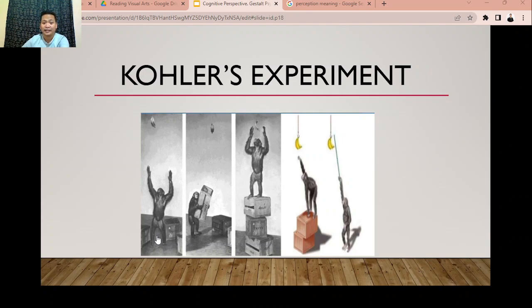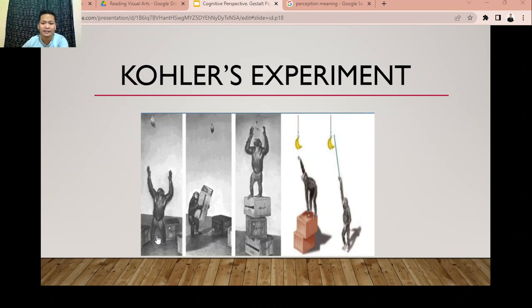Merong ape. Okay? So, what Kohler did is he placed a banana outside the cage. Nasa loob siya ng cage, si chimpanzee, ang pangalan niya dito, Sultan. And outside the cage, mayroong banana. Inside the cage, binigyan niya si Sultan ng dalawang sticks. Pero, the sticks are too short para makuha niya yung banana.